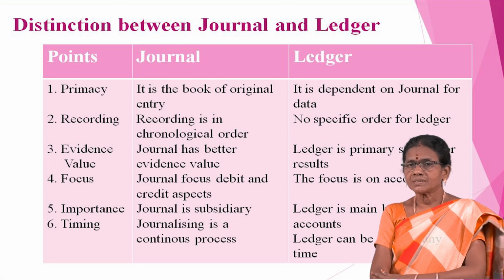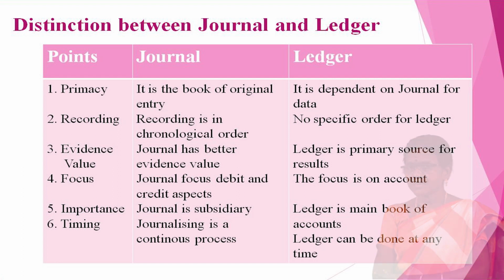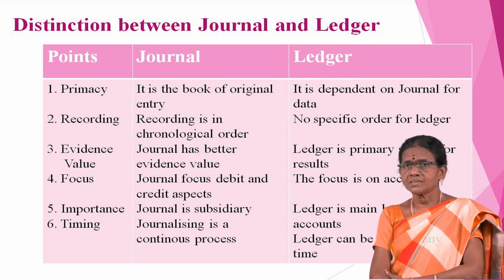Then importance. Journal is a subsidiary book. The ledger is the main book of accounts. Then timing. Journalizing is a continuous process, but ledger can be done at any time. So these are the differences between the journal and the ledger.